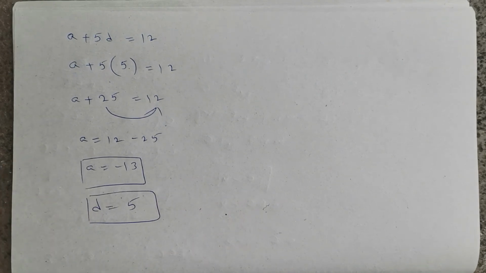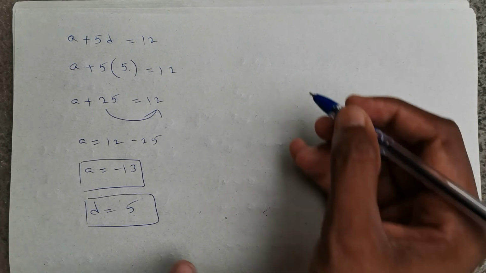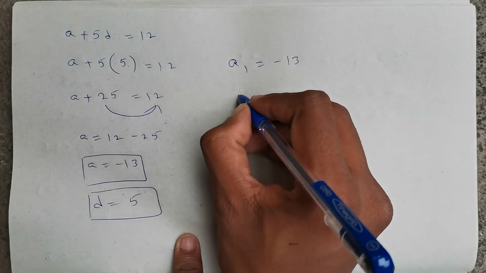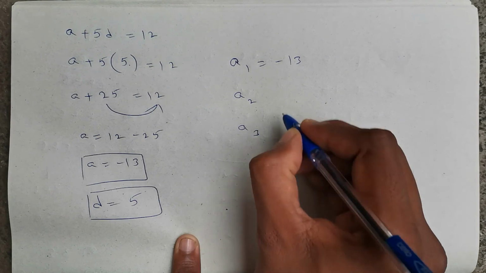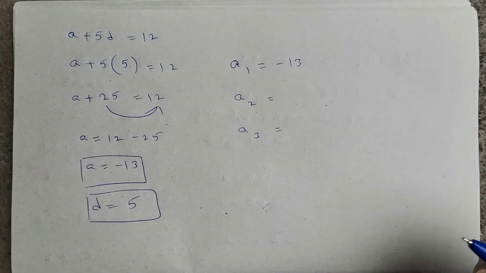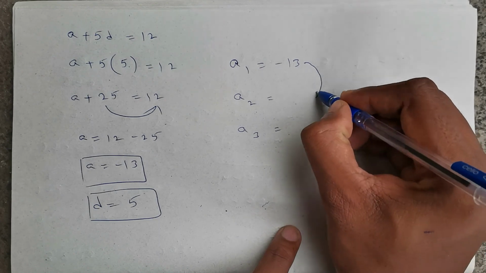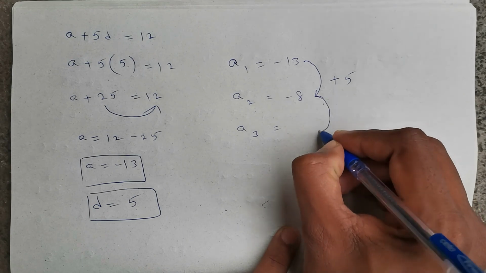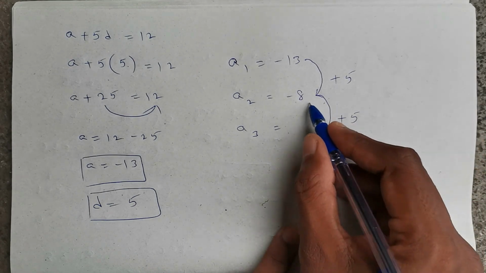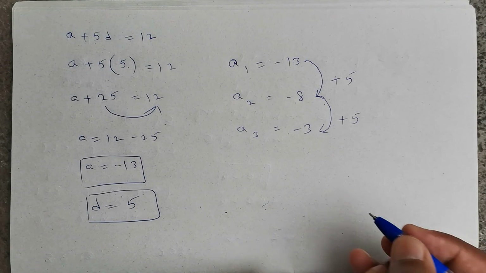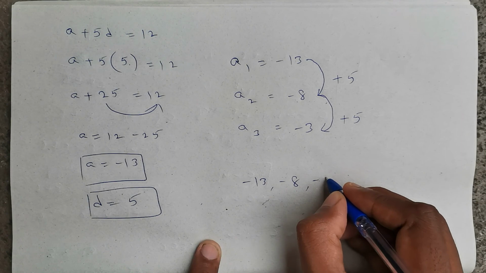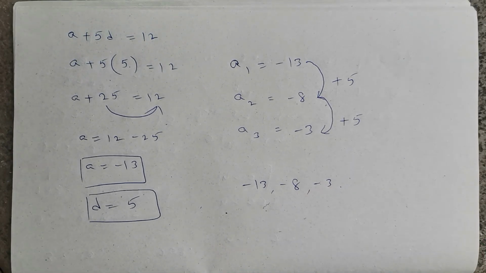So by using this a, that is the first term, and d, the common difference, we need to find the first three terms of the AP. So a is nothing but the first term, that is a1, minus 13. He is asking for the first three terms, so a1, a2, a3. Now keep on adding the common difference. Minus 13 plus 5 is minus 8. Again minus 8 plus 5 is minus 3. So the first three terms of the AP are minus 13, minus 8, minus 3.